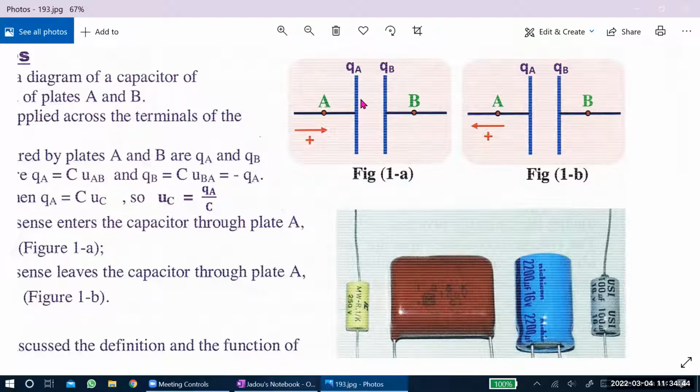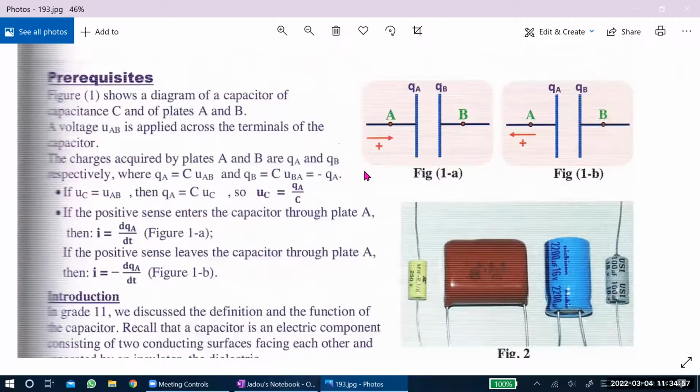So it functions like a battery, but the main difference is that the capacitor will provide energy or power for a short interval of time. Usually it's less than a second. What are the main functions for a capacitor?